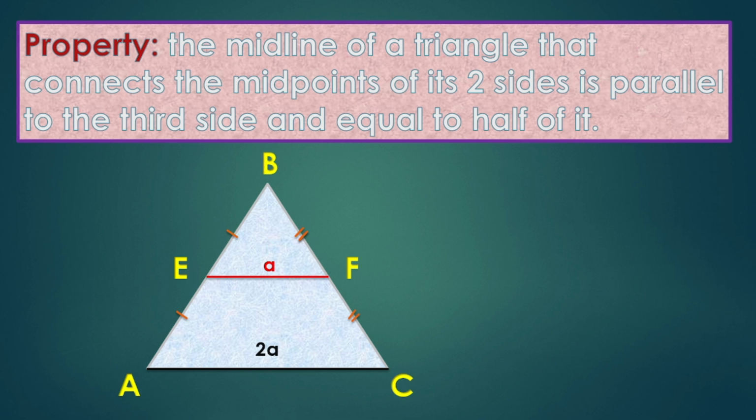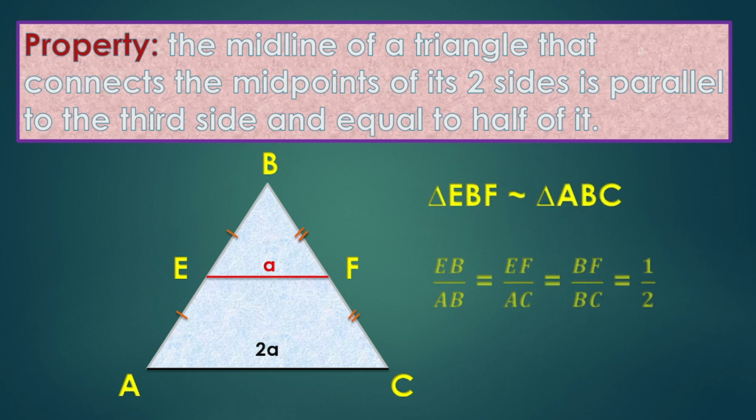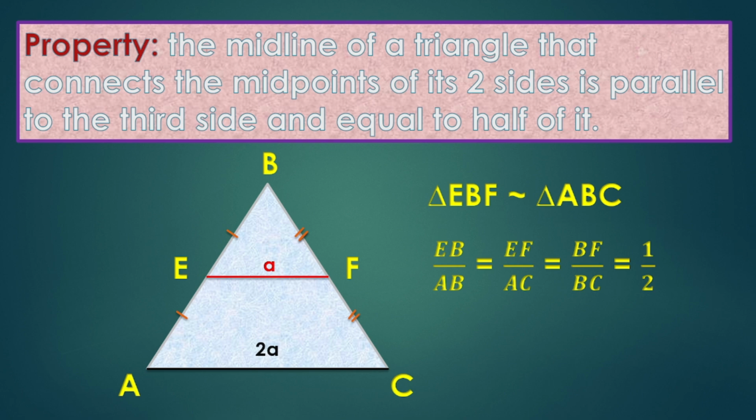Let's prove this property. We already know that the midline of a triangle is the line segment that connects the midpoints of two of its sides. When the midline connects the midpoints of two sides of a triangle, it cuts off a smaller triangle, EBF, which is similar to the original one. In such similar triangles, the ratio of the corresponding sides is 1/2. That is, the midline DE of the triangle ABC will be half the length of the base AC. We have proved what we were asked.